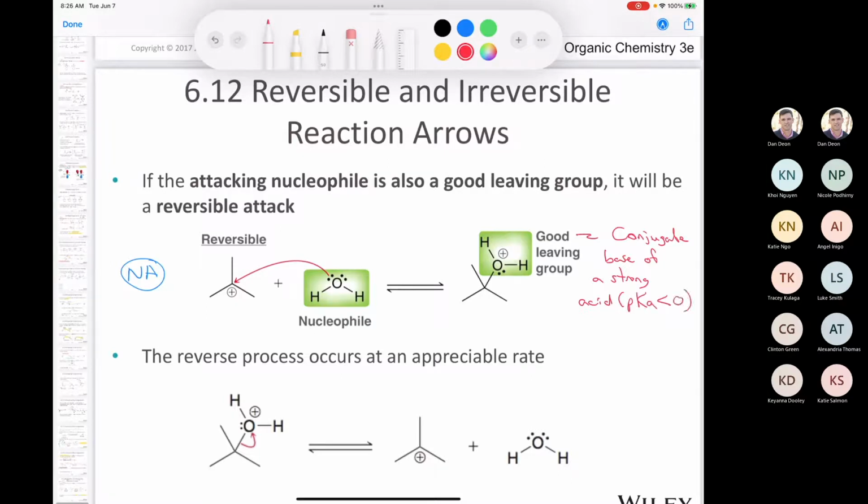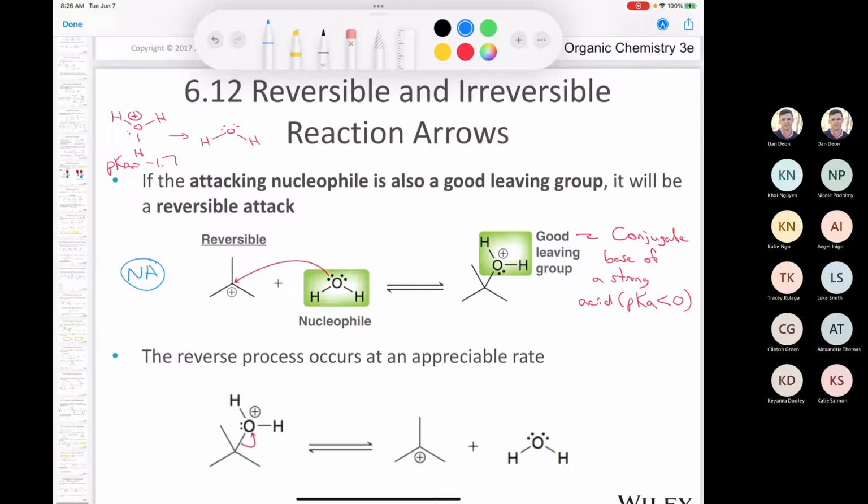So if we think about hydronium, hydronium has a pKa of what? This is something you should have memorized earlier on in the class. It has a pKa of negative 1.7, which is less than 0. Therefore, its conjugate base, after it loses a proton, is water. So that means that water is a dandy leaving group. It's a great leaving group.